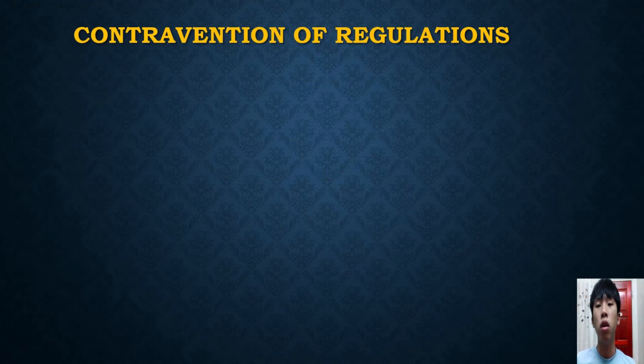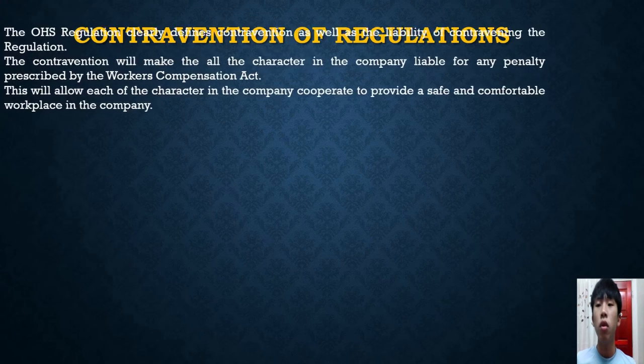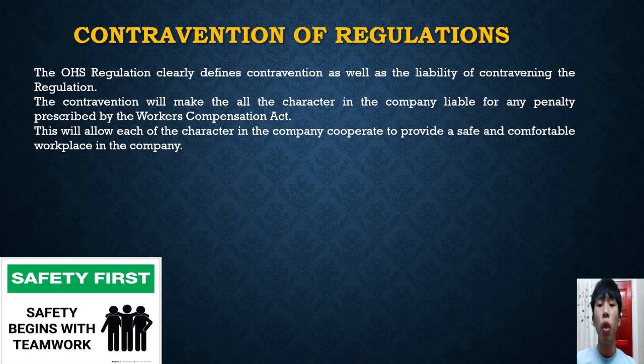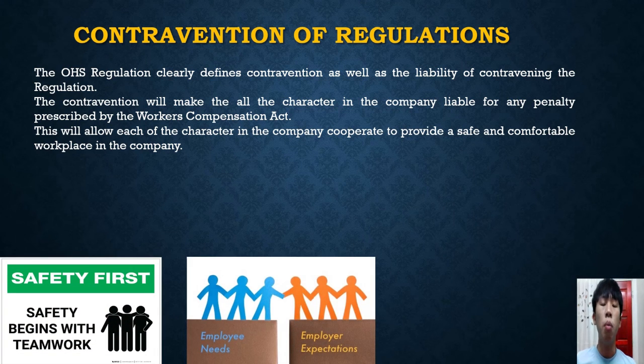The next is about the contravention of regulation. The OS regulation clearly defines the contravention as well as the liability of contravening the regulation. The contravention will make all the characters in the company liable for any penalty prescribed by the Workers' Compensation Act. So this shows each of the characters in the company cooperates to provide a safe and comfortable workplace in the company. This regulation can bring the employer and employee in the workplace together to cooperate.